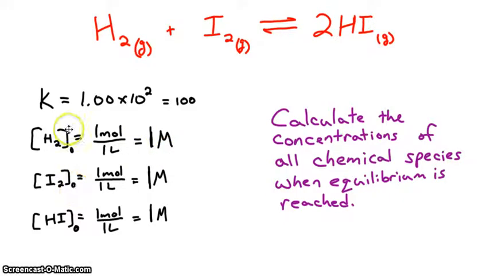We're told that the hydrogen gas, iodine gas, and HI gas all are comprised of 1 mole in a 1 liter container. Therefore, the molarity for each of the gases initially is 1 molar. We need to calculate the concentrations of all chemical species when equilibrium is reached.